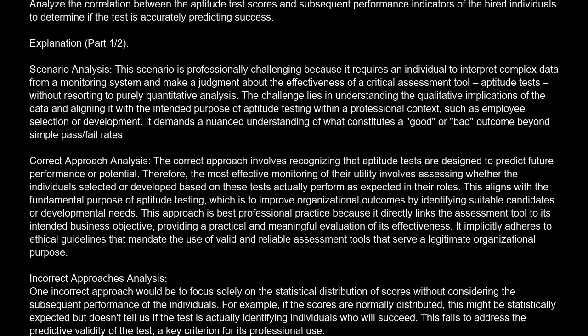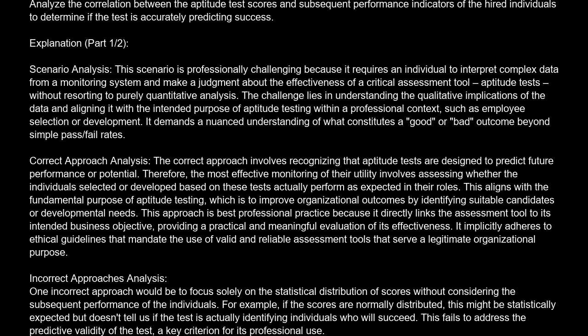Correct approach analysis. The correct approach involves recognizing that aptitude tests are designed to predict future performance or potential. Therefore, the most effective monitoring of their utility involves assessing whether the individuals selected or developed based on these tests actually perform as expected in their roles. This aligns with the fundamental purpose of aptitude testing, which is to improve organizational outcomes by identifying suitable candidates or developmental needs. This approach is best professional practice because it directly links the assessment tool to its intended business objective, providing a practical and meaningful evaluation of its effectiveness.